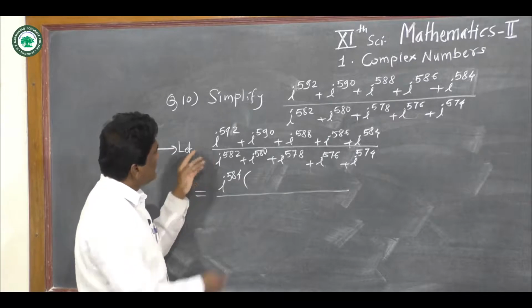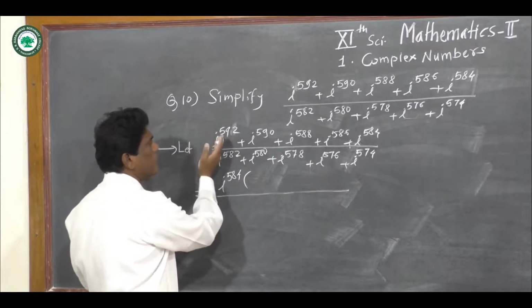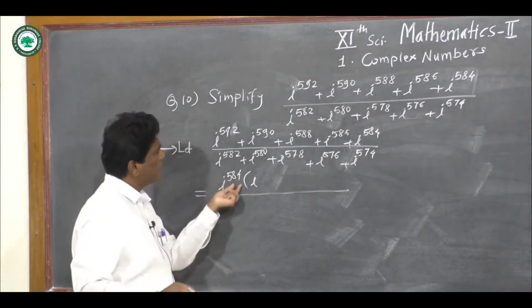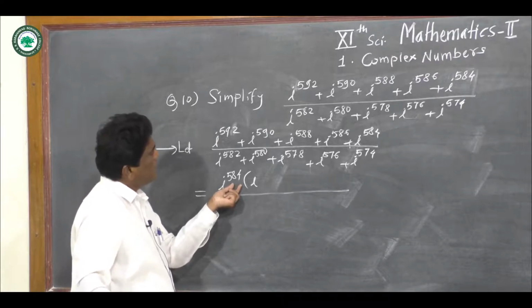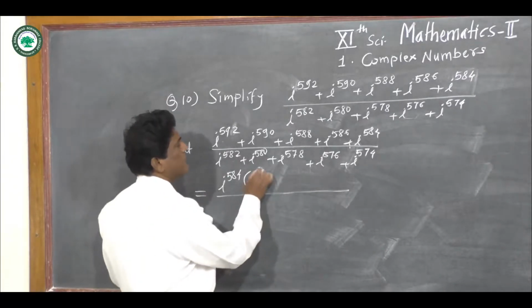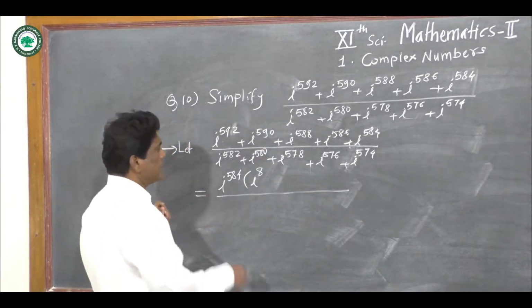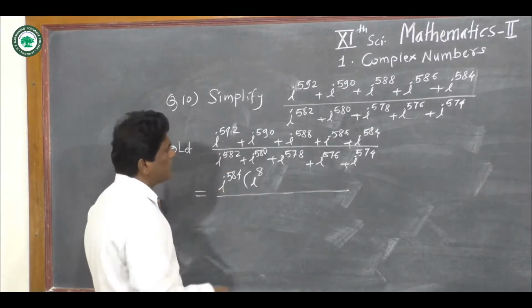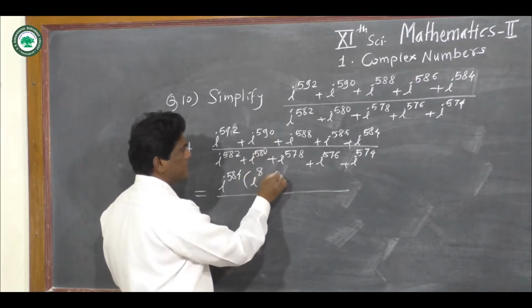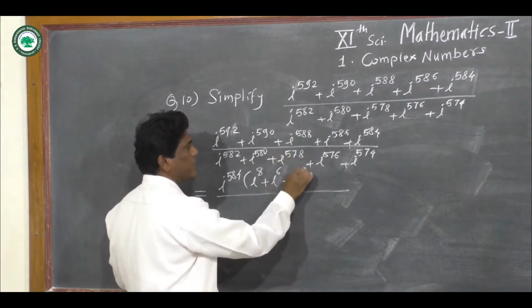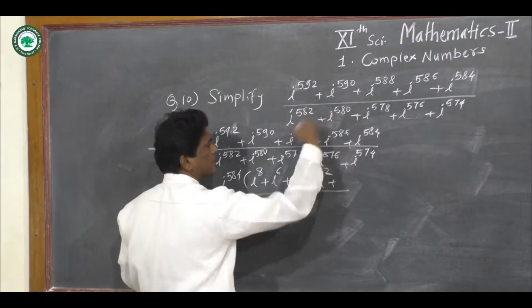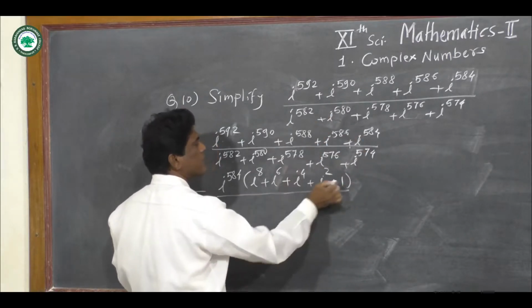In the bracket, taking i^584 common from i^592, we get i^8, since 584 plus 8 is 592. Plus, decreasing the power by 2, i^6, i^4, i^2, and plus 1, because we took this common.